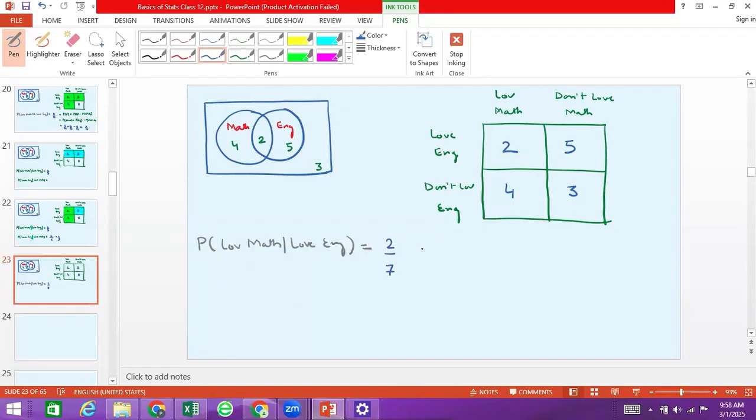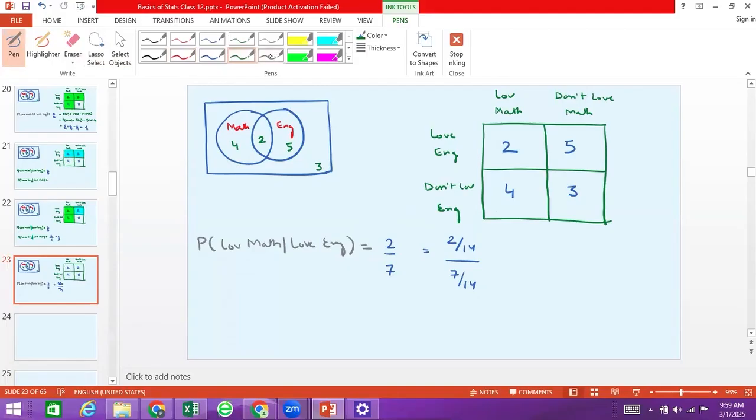So this 2 by 7, can I also write it in this format? Can I divide the numerator and denominator by the same number? Yes, we can. It cancels out. And what is 2 by 14? Favorable outcomes divided by total outcomes: loving English and loving math. Yes, very nice.